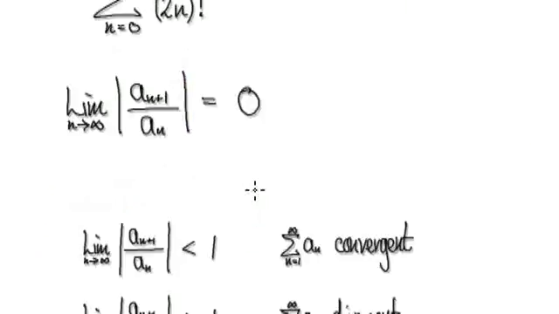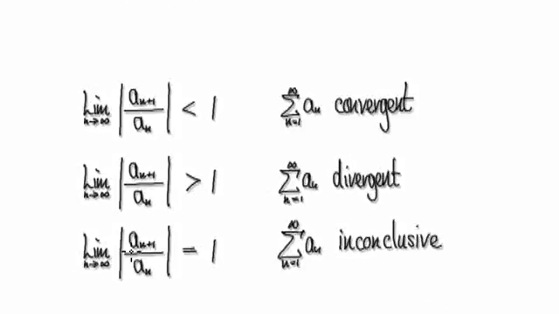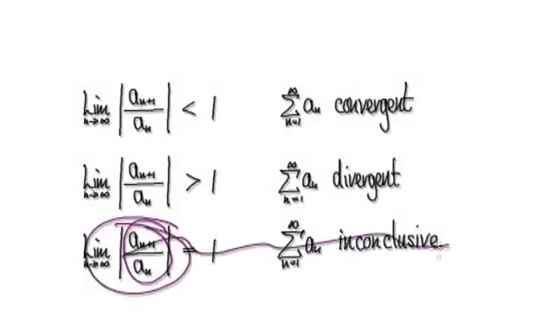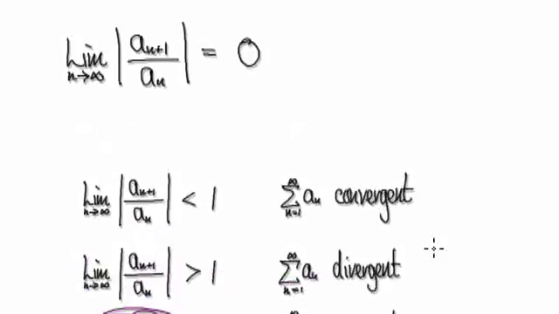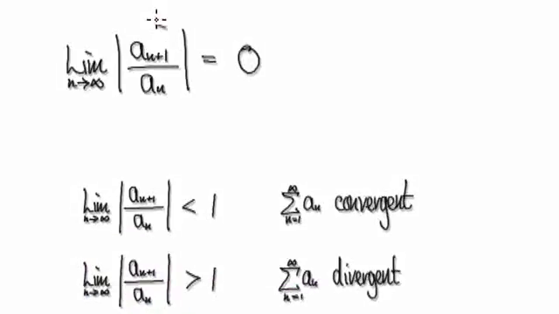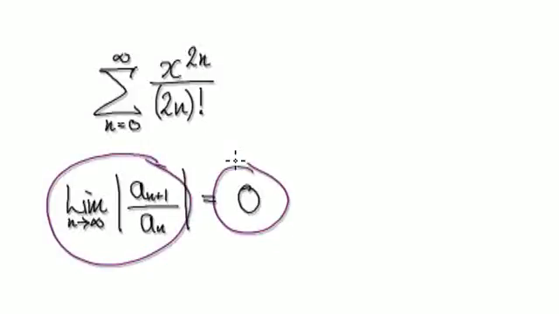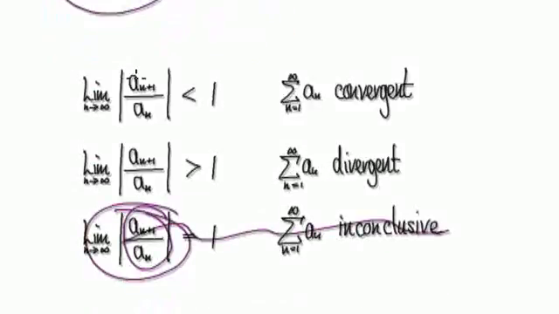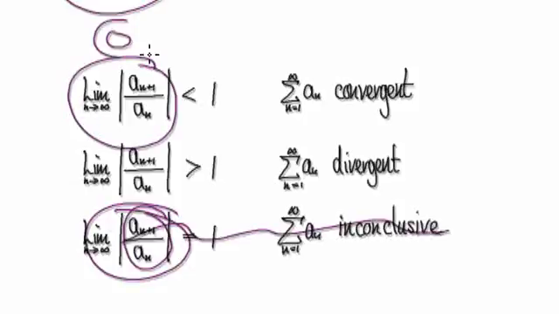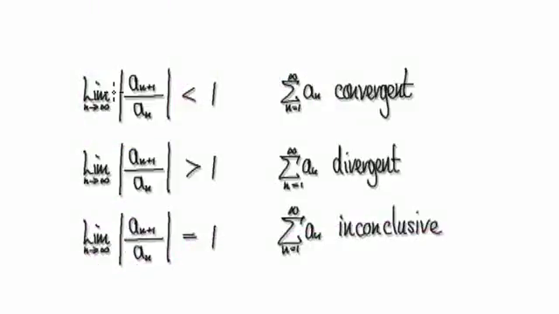With the ratio test, remember, if the value of this equals 1, then we can't conclude anything. But in our case, the value of this is 0. Well, 0 is less than 1. So therefore, the original series will converge.